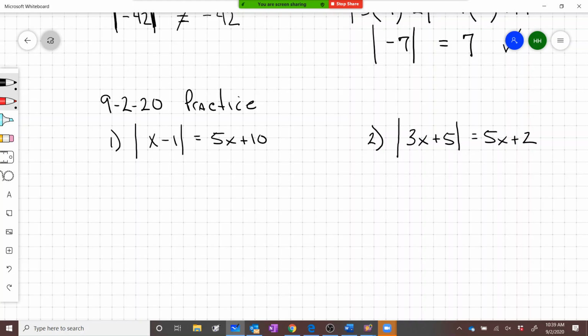All right, I'm just going to give you 3 because I know there's a bunch of steps. All right, go ahead and do those problems and check for extraneous solutions.